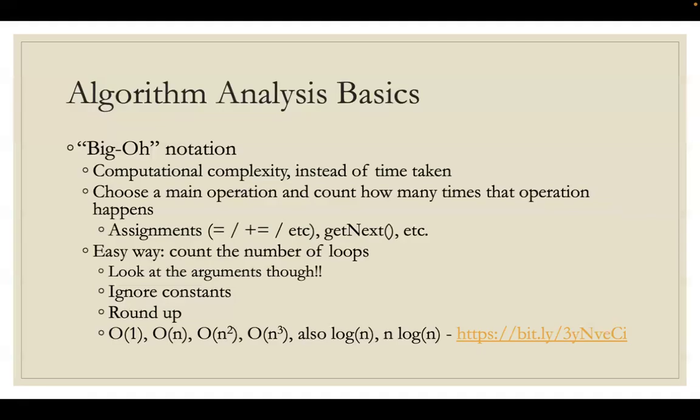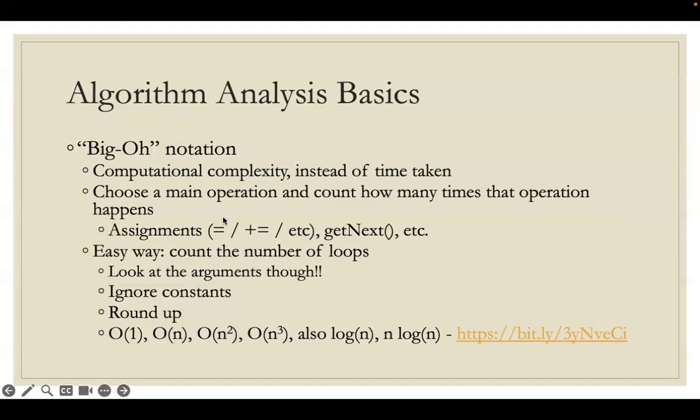So big O is the worst case complexity, and it is what we call computational complexity. Instead of having a stopwatch or a timer, we're calculating the computational complexity. The way that we do that is we choose a main operation or a series of operations and say, what's the most important thing that this code is doing? And then how many times does that thing happen?